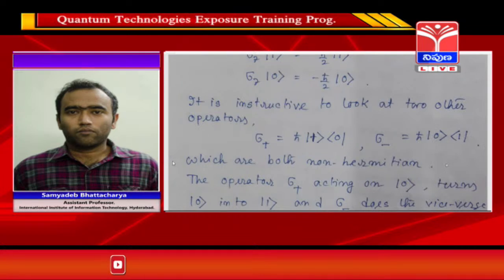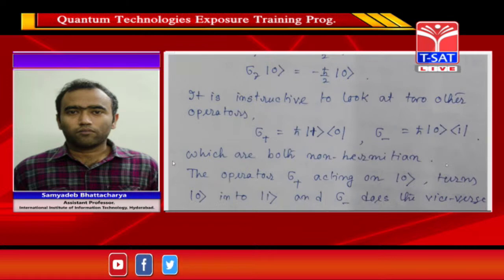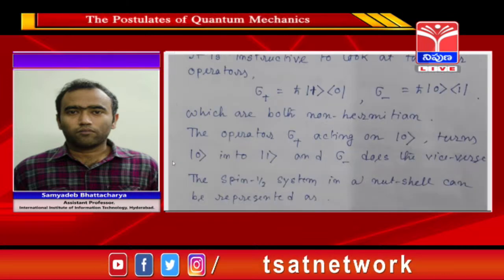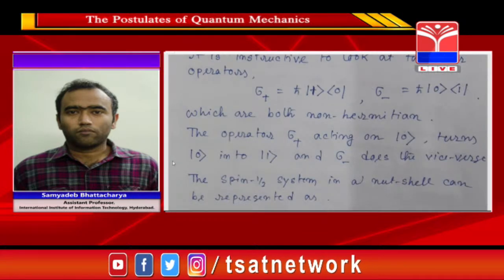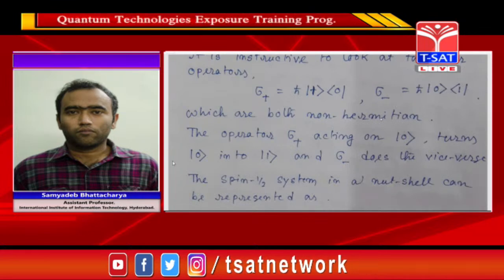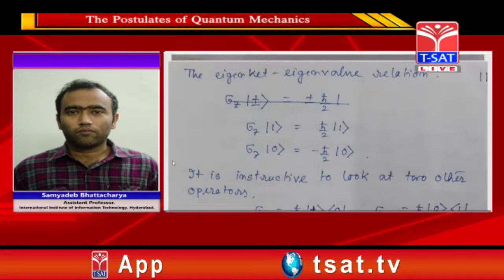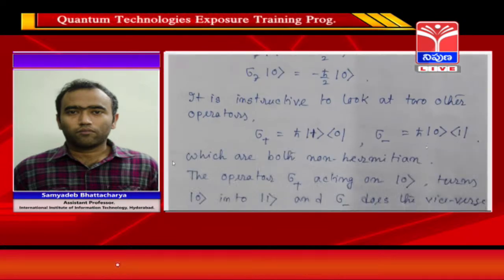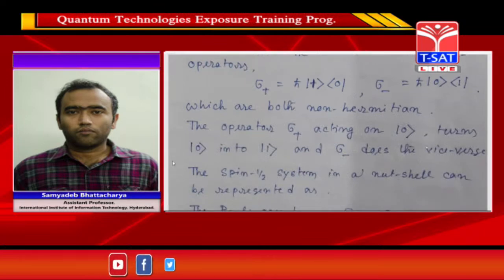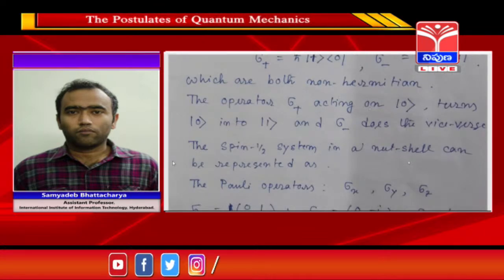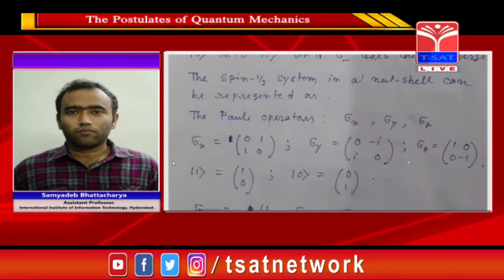They are not Hermitian operators, so they are not observables. We cannot observe sigma plus or sigma minus experimentally. But sigma z can be observed. Why? Because it is a Hermitian operator, and Hermitian operators are observables. Sigma plus and sigma minus are not observables.